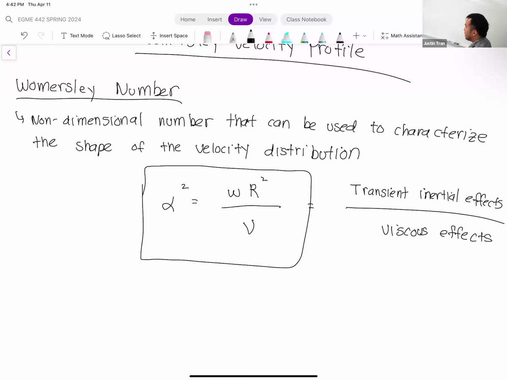Most fluid mechanical quantities are ratios of something and viscosity. Viscosity is, in a lot of fluid mechanics, the thing that holds back a lot of phenomena. All right, so notice where the frequency is. Frequency is up top, right? And so this tells us a little bit about the Womersley number.